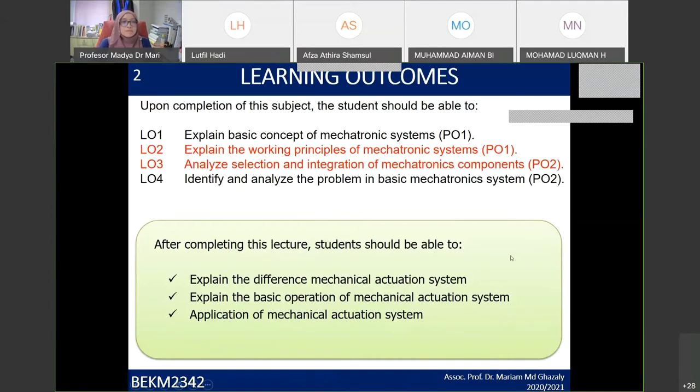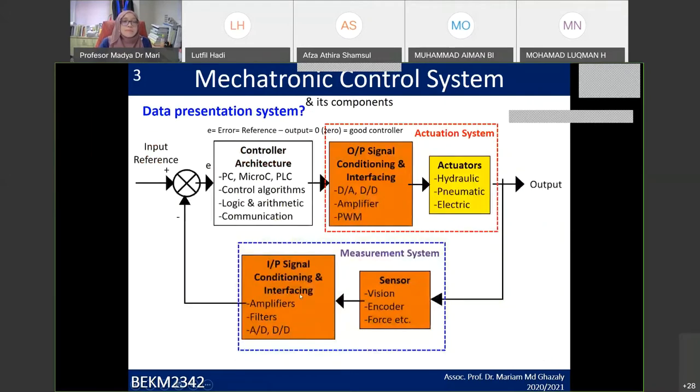The learning outcomes that we'll be covering for this topic are LO2 and LO3. LO2 is to explain the working principle of the mechanism. LO3 is on analyzing and selecting the integration of the mechanism into the mechanical system. After completing, you should be able to explain the difference of the different types of mechanism, explain the basic operation of mechanism, and apply the mechanism to any mechanical system.